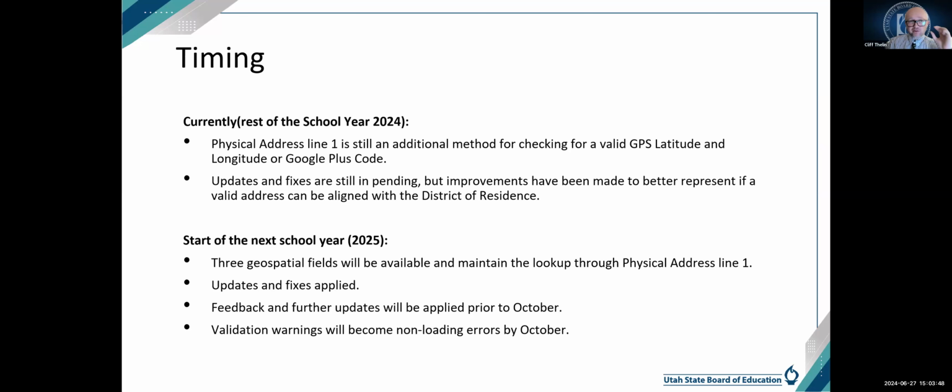All right, so timing, like I said, I jumped ahead a little bit here. Currently, the physical address line 1 is still an acceptable means to test it, so you can have an idea of if it works. I will say that there are about 50 lookups regarding our Google Plus codes where there's some cached information that we won't be able to clear out until the start of the new school year. So potentially you may have a few which aren't coming through clearly. If you try it on a different student, you may see a new result that works better.